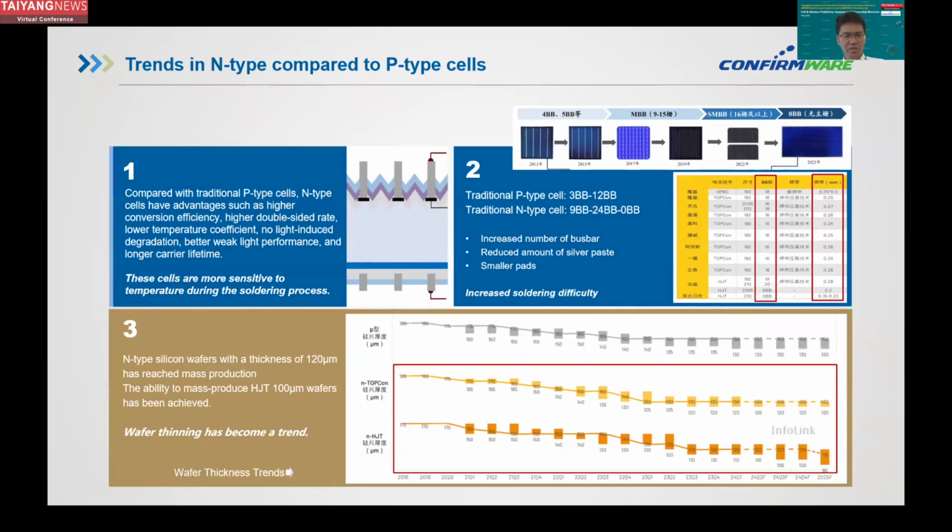Compared to P-type cells, N-type cells have the following features. First, N-type cells have many advantages, but these cells are more sensitive to temperature during the soldering process. And N-type cells have more multi-bus bars, up to 24 bus bars. However, for P-type cells, the maximum is only 12. It will increase the soldering difficulty. The other thing is the wafer is very thin. For example, TOPCon N-type cells have around 120 μm thickness, and heterojunction even only has 100 μm wafers.